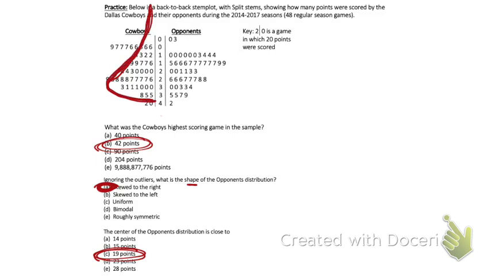Okay, real quick, before you finish up, let's pretend the Cowboys' distribution looked like this. If the Cowboys' distribution had looked like that, what shape would that be? It would be skewed left. Why is that? Lowest to highest. So you have to be slightly careful when it's backwards. All right, we'll finish this page up tomorrow.